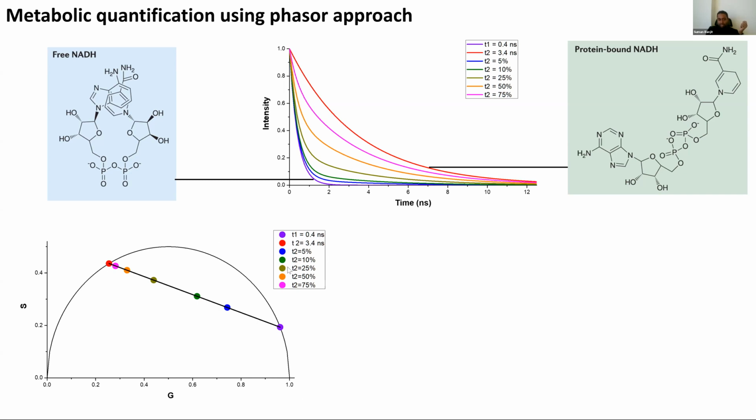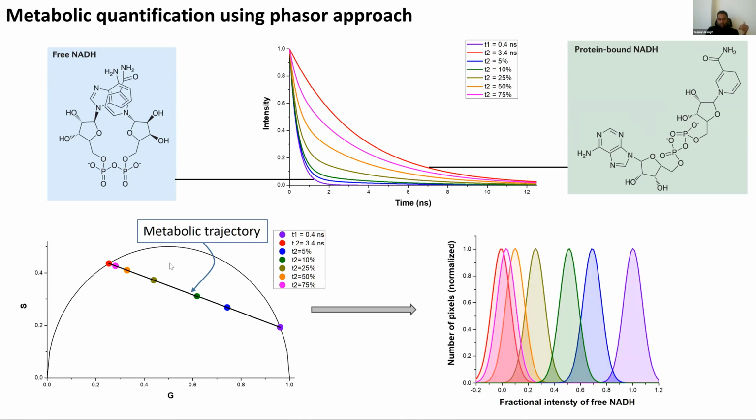So if we are looking at things which are changing a small amount, especially by addition of the brighter species, you see a large shift in this direction. And this line between the free and bound NADH is called the metabolic trajectory. So shift along this trajectory gives us metabolic changes. And then we can use this to actually convert them back to fractional intensity of the free NADH, based on these positions. And we can see quantitatively between sample to sample, and let's say in tissues, animal to animal, what sort of behavior we are getting.